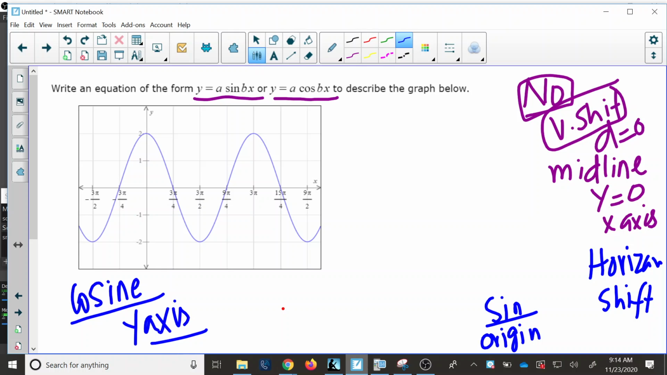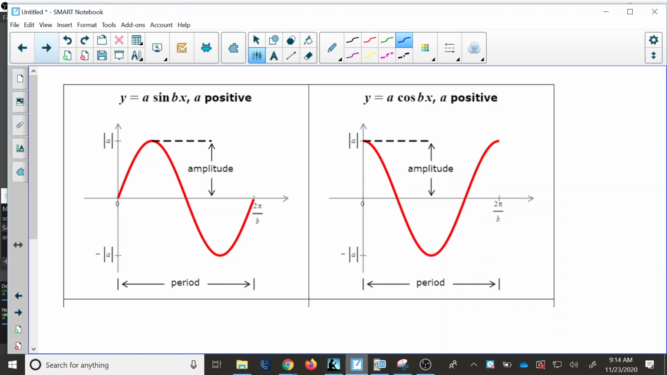Another thing to notice here is that a sine function starts at the origin, and the amplitude is how high it is from the midline. The midline is the x-axis here, and the amplitude is also how low it can go from the midline. The period is the distance covered in one cycle, from this origin to the end of one cycle.